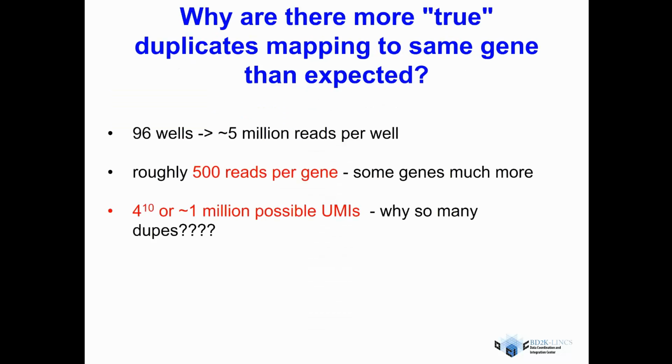If we take a look, the entire experiment is roughly 5 million reads per well. It works out to roughly 500 reads per gene, and some genes are going to have like 100 times this. So there could be more. But still, we have 1 million possible UMIs. So we shouldn't get two of them randomly mapping to the same gene. But that assumes that they're randomly distributed, and they're not.